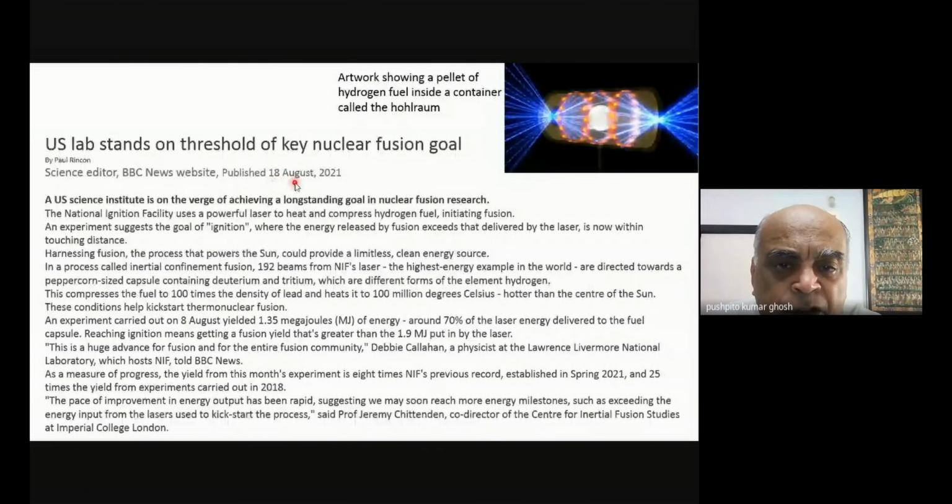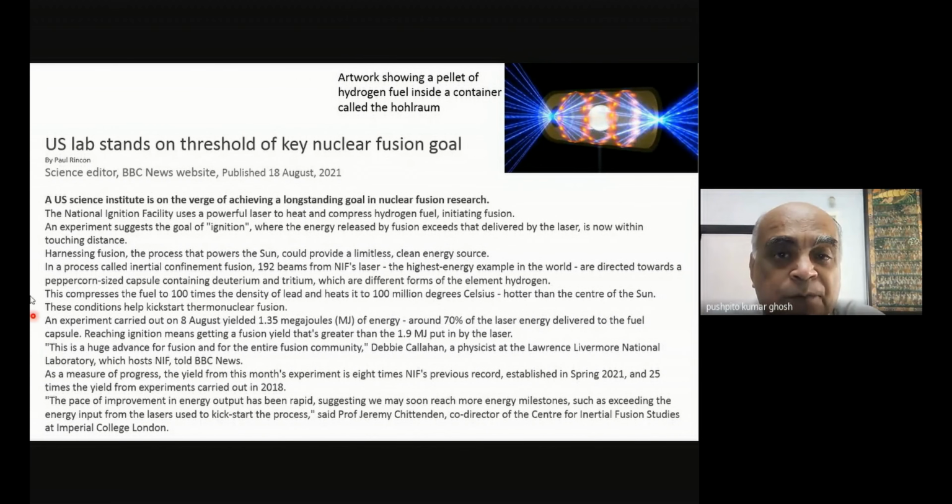18th August 2021. This is not real, it's only an artwork of the pellet. There are something like 192 beams from lasers, 192 of these going and striking this. The amount of energy falling on a pellet, you cannot even imagine.